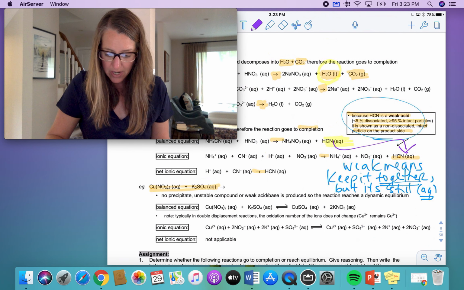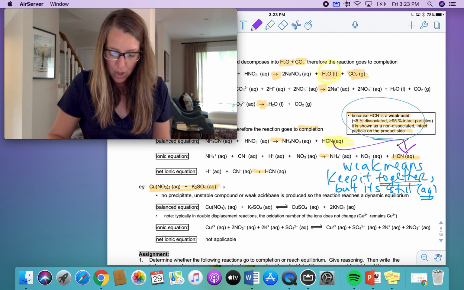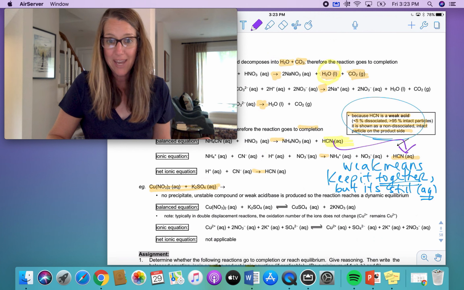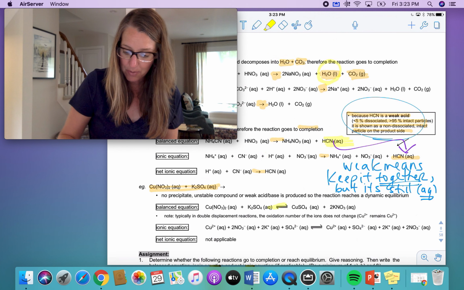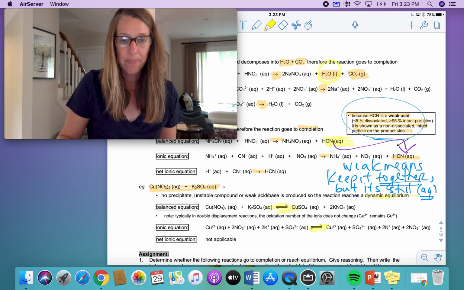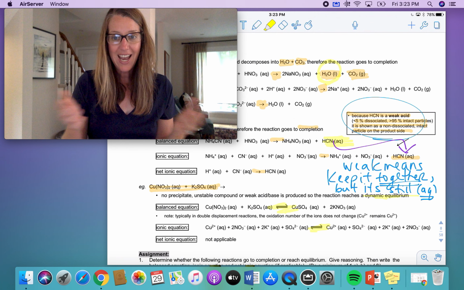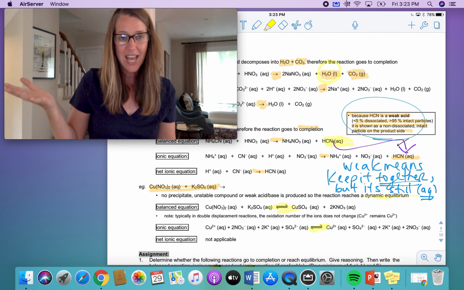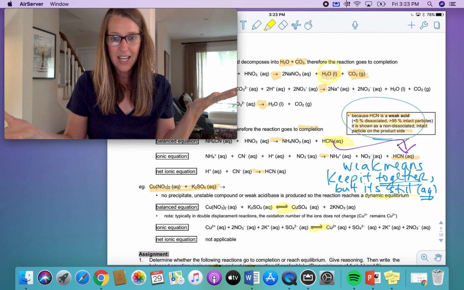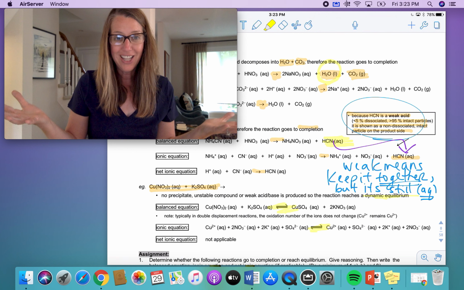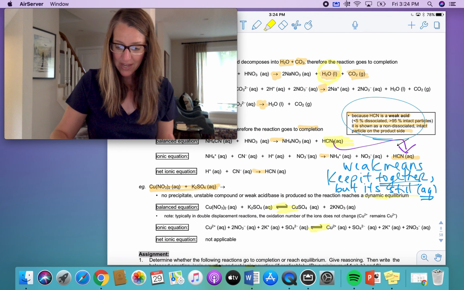What do we have? Copper 2 nitrate and potassium sulfate. No precipitate, no unstable compound, no weak acid or weak base. Guess what? This is one that produces a dynamic equilibrium. So when you write it out with your balanced equation and your ionic equation, you write your equilibrium symbol, and you've got all those ions available on the reactant side and all on the product side. So you could essentially shift that equilibrium any which way and apply Le Chatelier's principle to that one, couldn't you? Okay. All right, that's it for today.